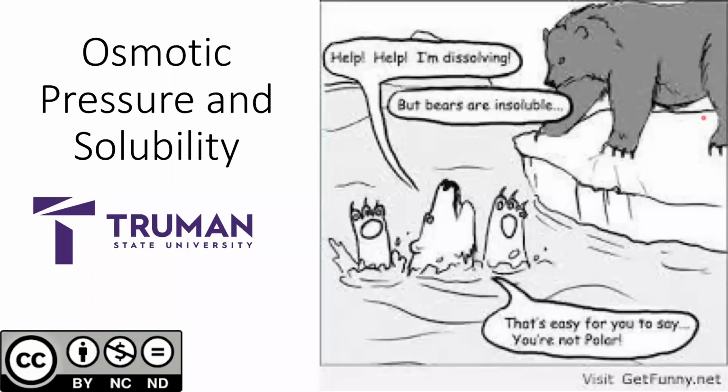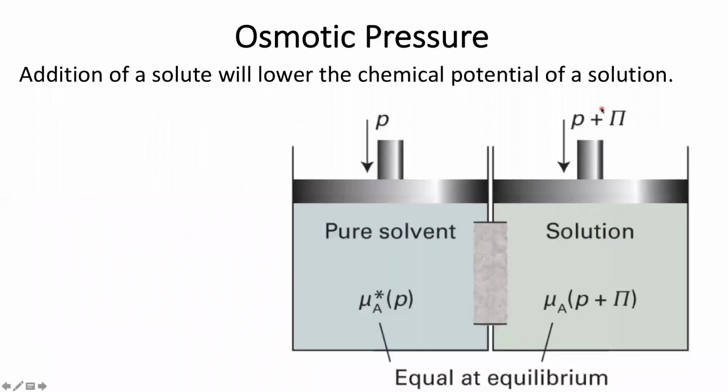Hello, everyone. So today we're going to continue our conversation on colligative properties by talking about osmotic pressure and a little bit about solubility. So it turns out that we can actually treat both of these properties, again, very similarly to how we dealt with freezing point depression and boiling point elevation by looking at the changes of chemical potential of a solvent. So osmotic pressure essentially relies on the principle that if I add a solute to a solvent, it's going to essentially lower the chemical potential of the solvent of interest.